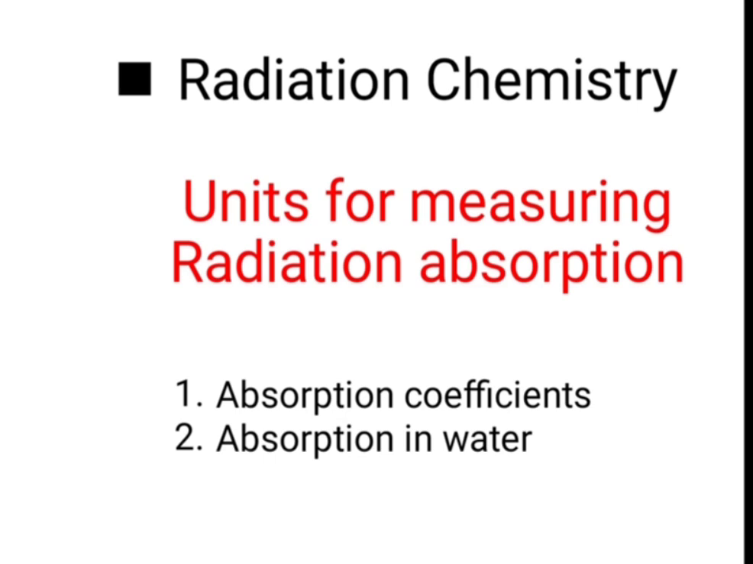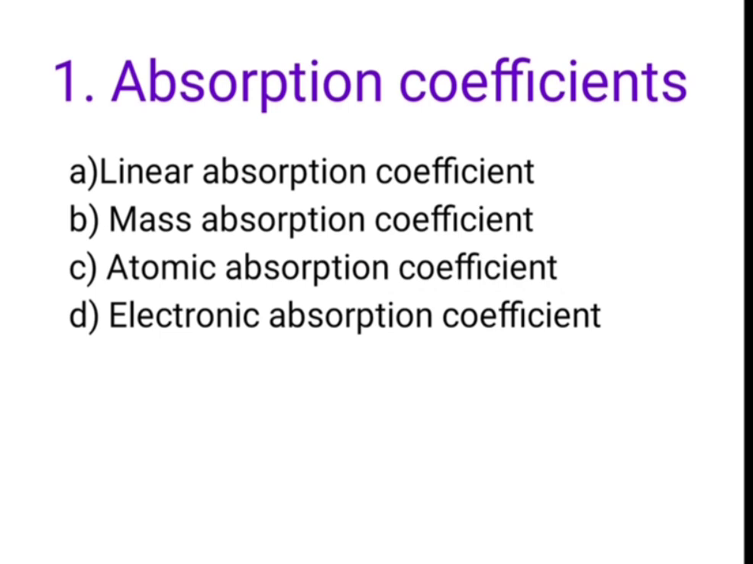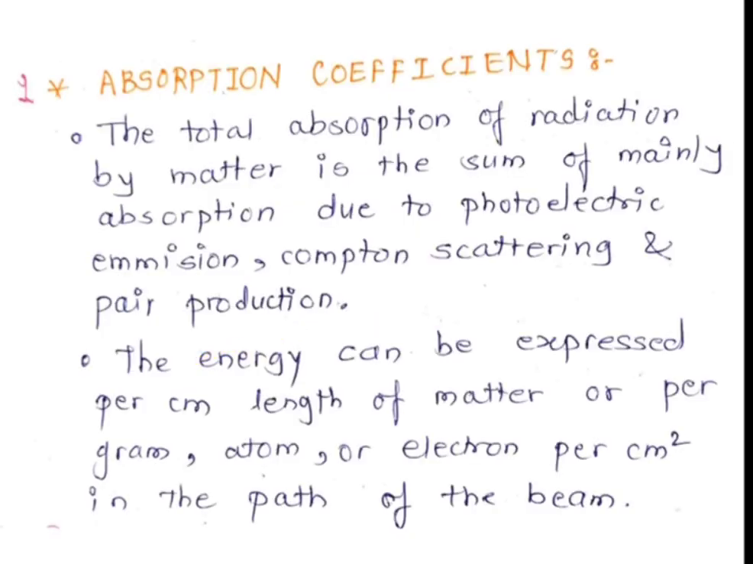First one is the absorption coefficient. So absorption coefficients are 4 types: linear absorption coefficient, mass absorption coefficient, atomic absorption coefficient, and electronic absorption coefficient. So these are the 4 absorption coefficients: linear, mass, atomic and electronic. So we will see the first one.